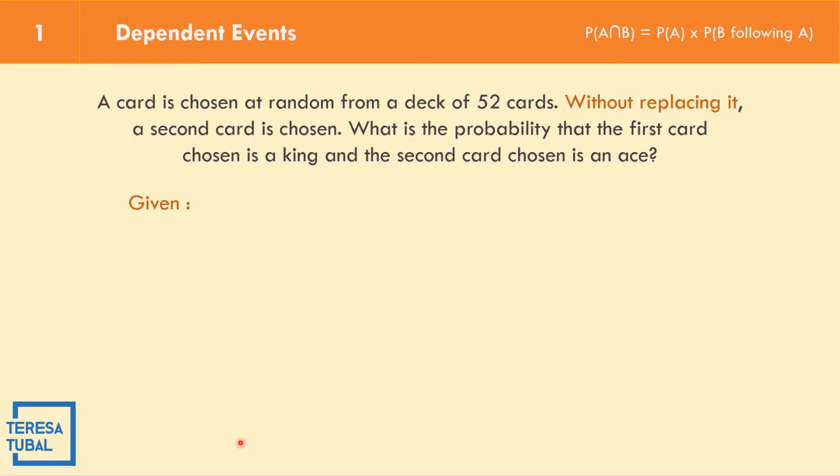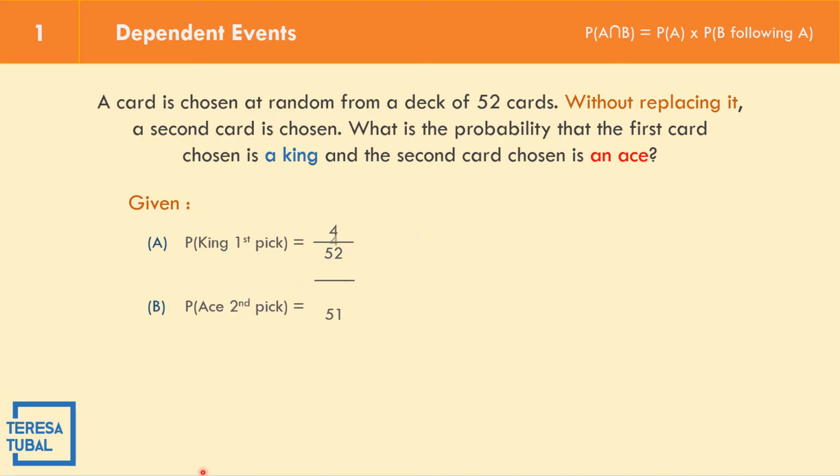So let us see what could be the given in an event A. In event A, we need to get the probability of getting a king in the first pick. So that is equal to 4, because that is the spade, the heart, the diamond, and the club. So 4 out of 52, because in a deck of 52 cards. So 4 out of 52.